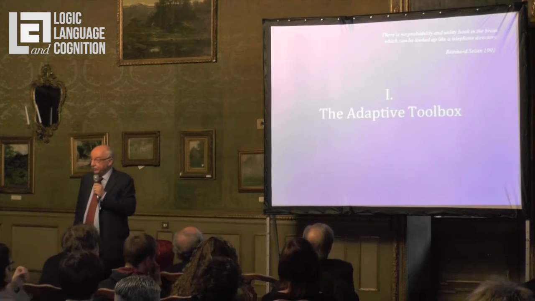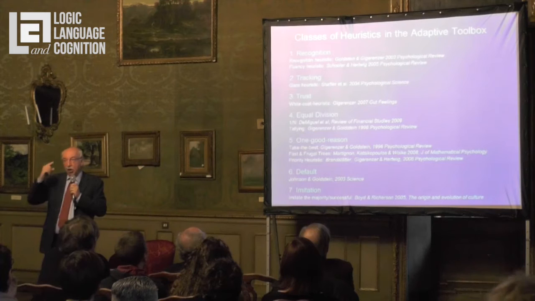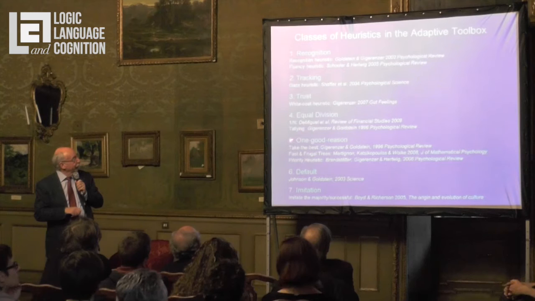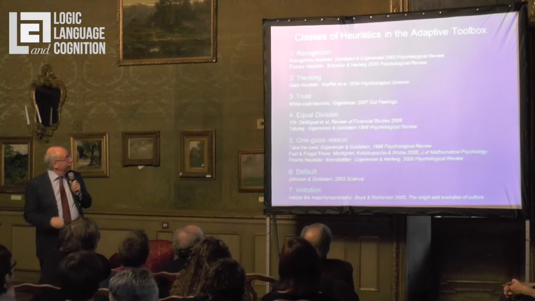And I give you here first a list of heuristics that are based on several cognitive capacities, like recognition, tracking, trust, equal division, and one good reason. You saw one good reason before, that's the gaze heuristic. It's just one good reason. You pay attention to only one thing. And I'll give you now an example for equal division.